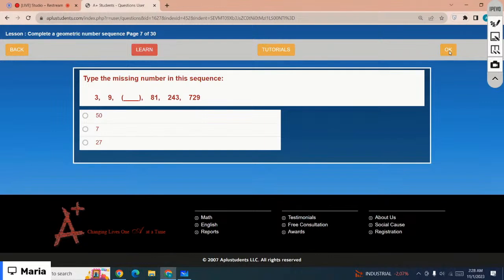Okay, type the missing number in the sequence: 3, 9, the missing number, 81, 243, and 729. Which is the next number?